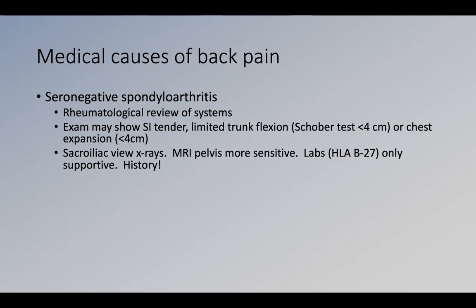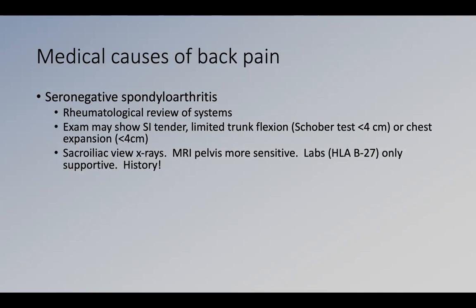The Schober test is 15 centimeters above and below the posterior superior iliac spine. Make marks, have them bend forward. If it's less than 4 centimeters when they're fully forward bending, that's a positive test. You can put a tape measure around the chest, have them take the deepest breath and then let it out. And if the chest expansion is less than 4 centimeters, that's kind of a good test too.